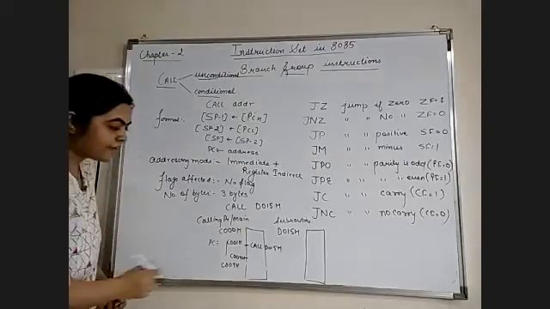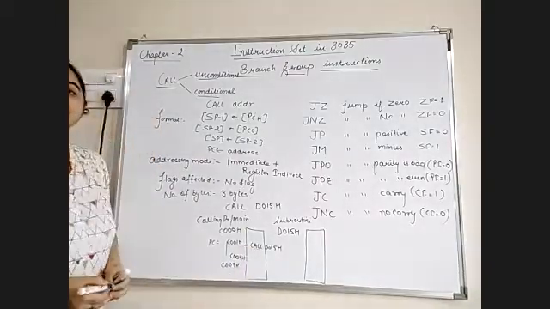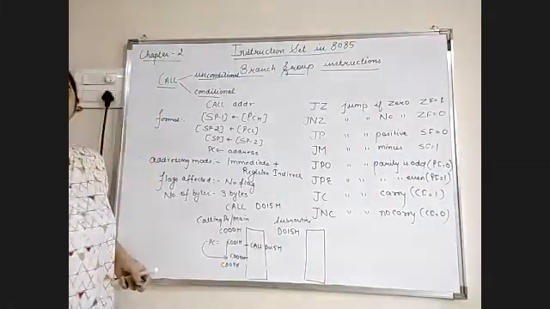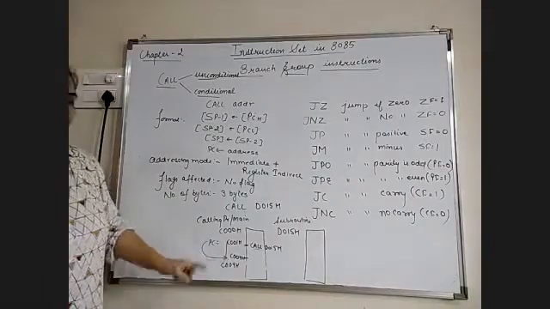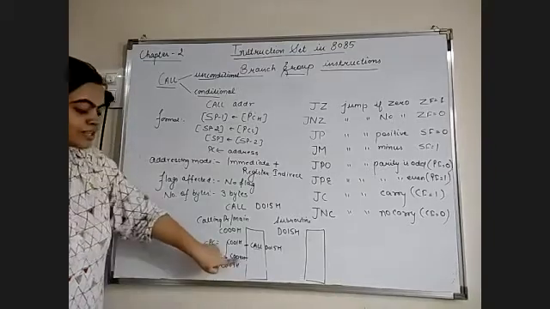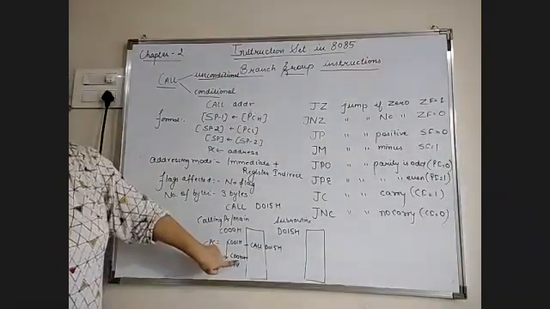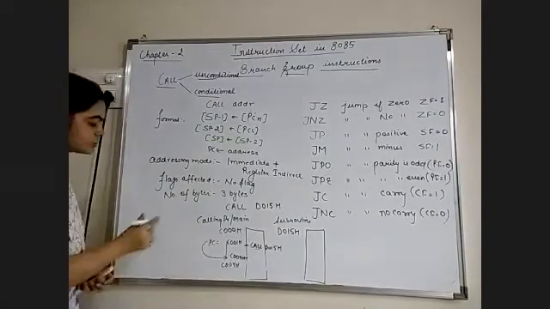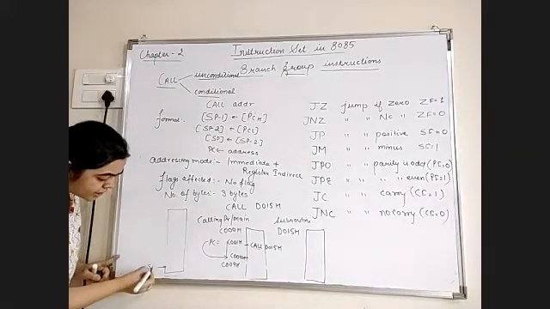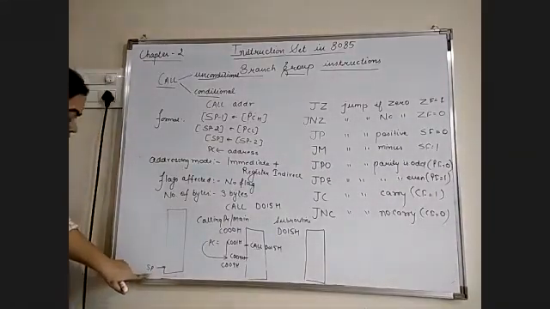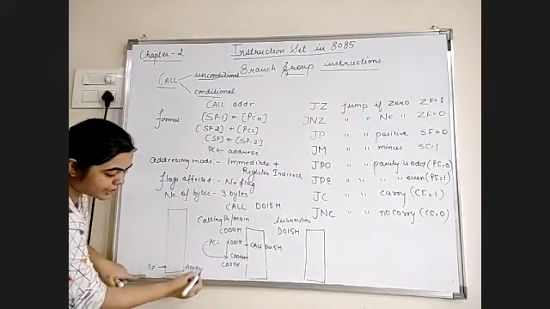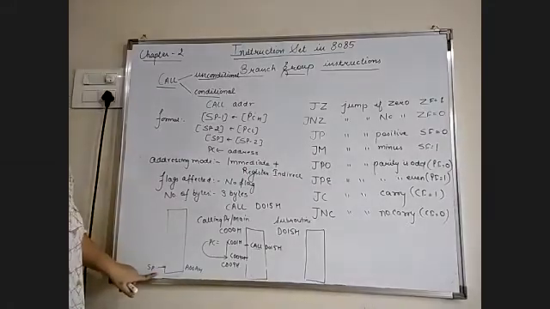When this instruction is being executed by the microprocessor, at the same time the program counter is loaded with the address of the next instruction. So the next instruction is at address C004H, and these contents of the program counter will be loaded into the stack memory. Suppose here we have a stack memory, and the stack pointer is currently at this location, which is suppose A00AH. So this is the current location where the stack pointer is.